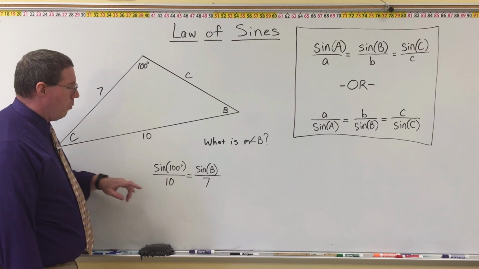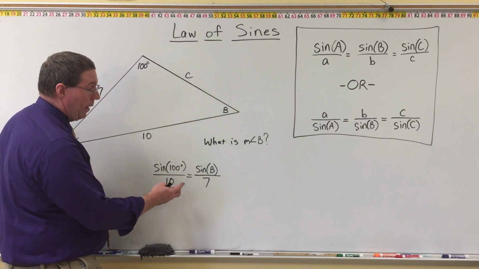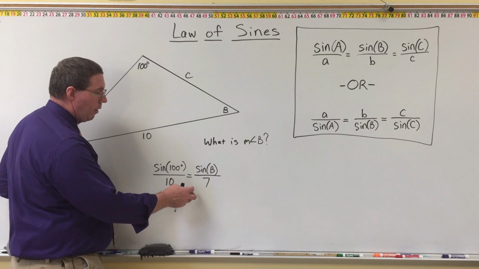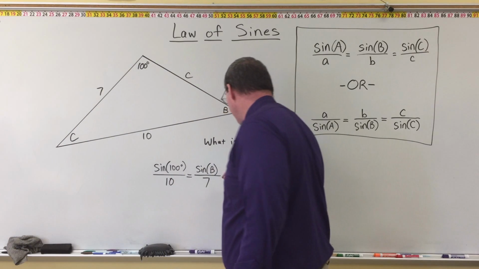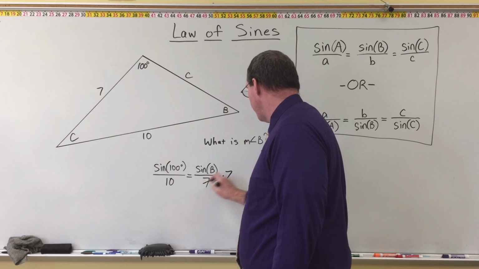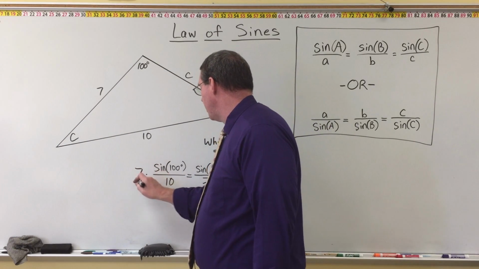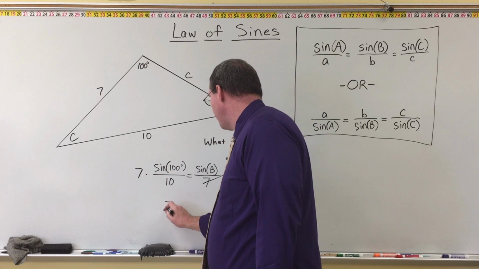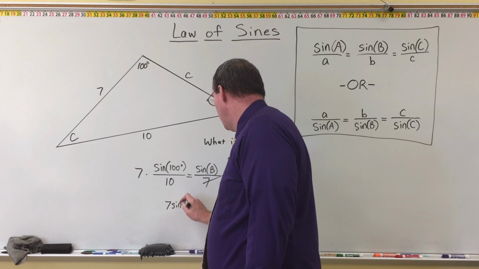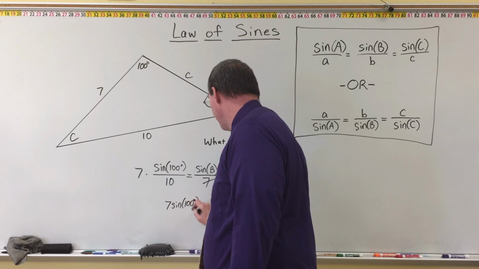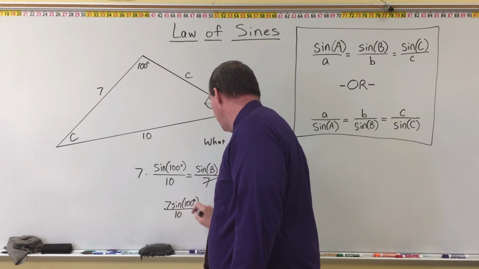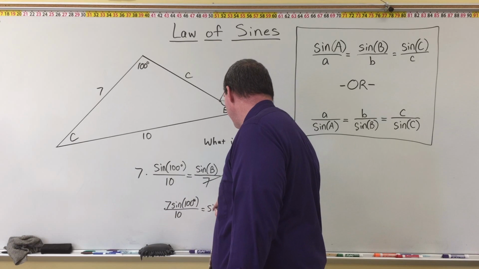So we're going to multiply. We can cross multiply here. You're familiar with cross multiplication, right? Or we can very simply multiply by 7 on both sides. That's a little bit easier. If we multiply by 7 here, it cancels. Multiply by 7 here, and now we get 7 sine of 100 degrees divided by 10 is equal to sine of B.